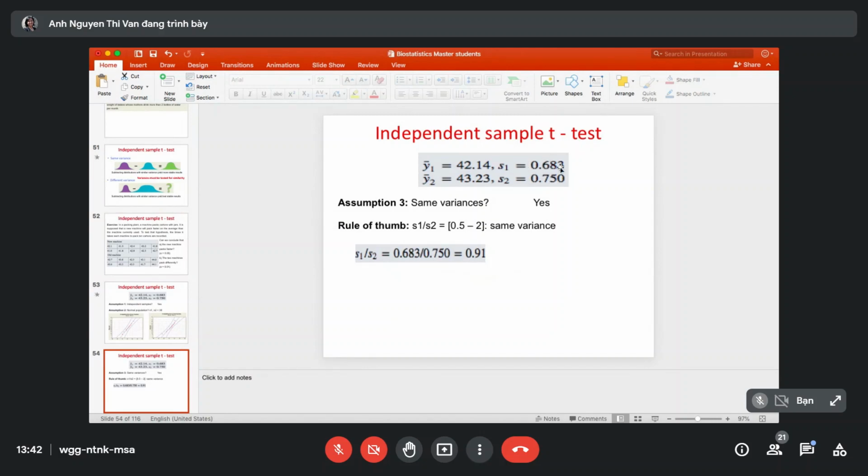Okay, we can make the assumption that the two groups have the same variances. The rule of thumb to assume the same variance is that the ratio S1 over S2 is between 0.5 and 2. If this ratio is in this range, we can assume that the two groups have the same variance, and this is the case. So we can assume that the old machine and the new machine groups have the same variances.